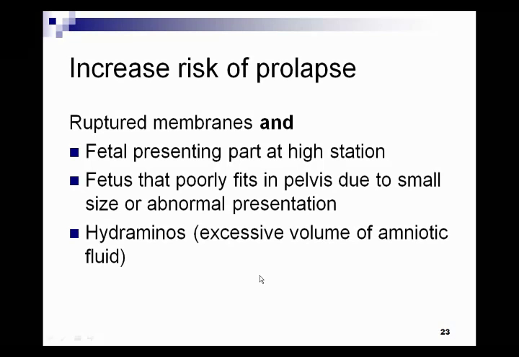What are our risk factors? The fetal presenting part is at a high station. The fetus that poorly fits into the pelvis because the pelvis is too small. And if you have excessive amniotic fluid, because then you have much more water and gush and force behind it to have the cord go with the ruptured membranes if you have so much fluid. It's like the difference between a little wave in the ocean and a big wave in the ocean. That big wave hits you hard. Same with this. It drags that cord out.